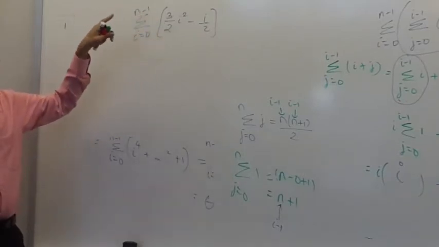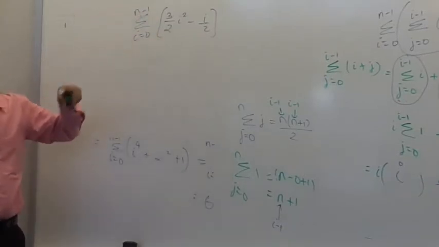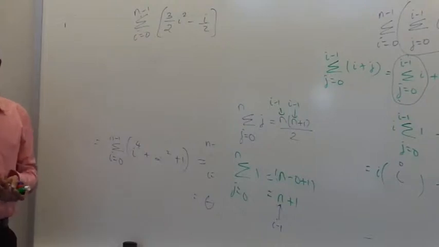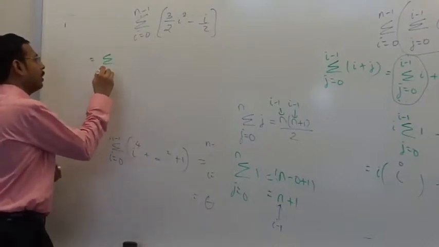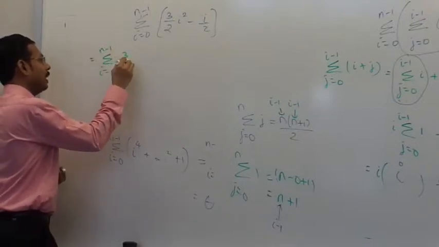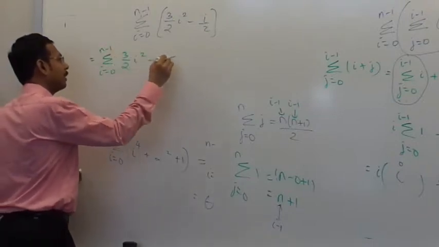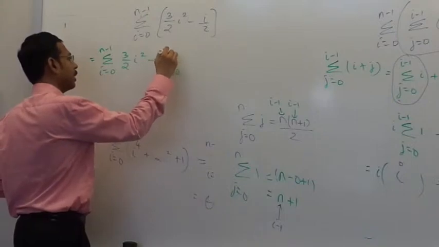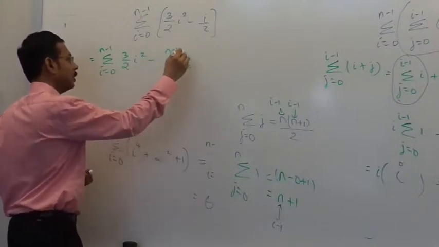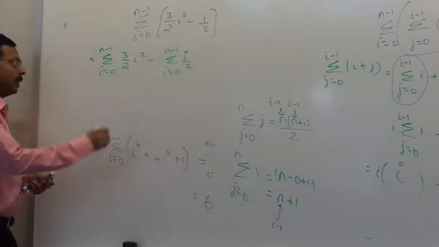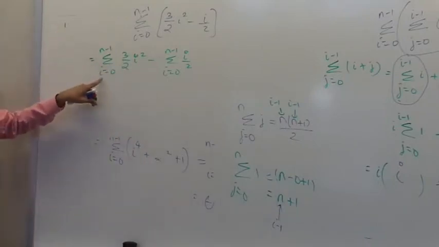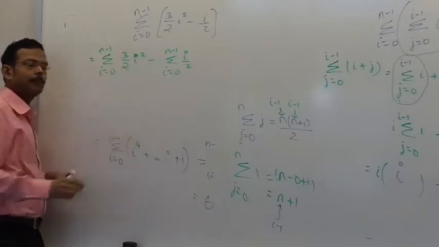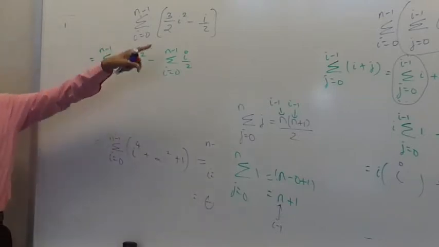Bring the summation inside because we have everything in I now. So I is our variable now. So this is sigma I equals 0 to n minus 1, 3/2 I square minus sigma I equals 0 to n minus 1, I over 2. So now it's in our familiar form. So you have 3 over 2 as a constant. So it's sigma I equals 0 to n minus 1, you have I square. And then you have an I.